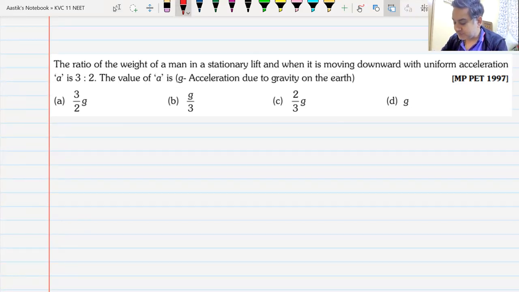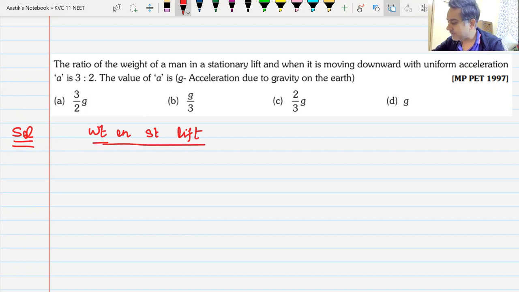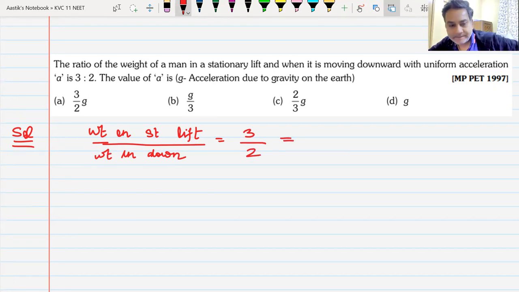So how are you supposed to do this? The ratio of weight of a man in a stationary lift, weight in stationary lift, divided by the weight when it is moving downwards, is given as 3 by 2. What is the weight of the person when he is in a stationary lift?